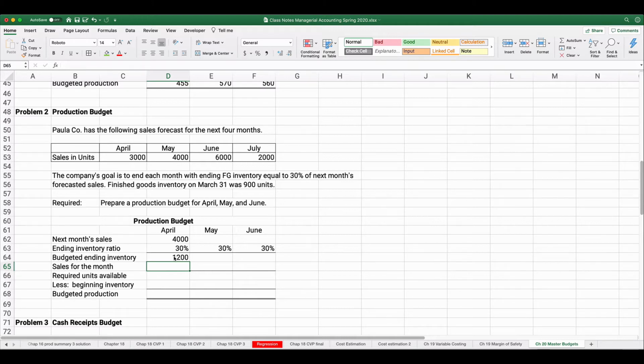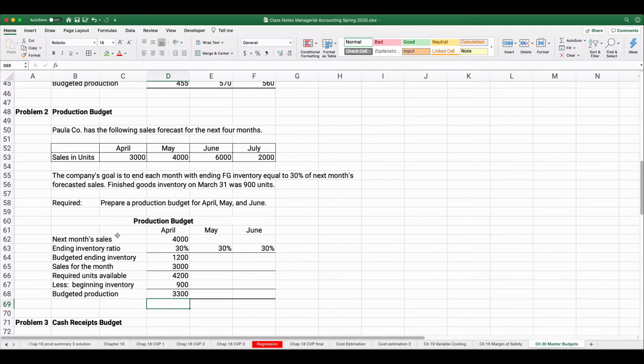The sales for the month of April are going to be 3,000. That's given here in the April forecast. Now the required units available are just going to be, we want 1,200 at the end, plus we want to sell 3,000. So we need 4,200 during the month available to sell. Our beginning inventory was already 900, that's given. And so we need to produce 4,200 minus the 900. We need to produce 3,300.